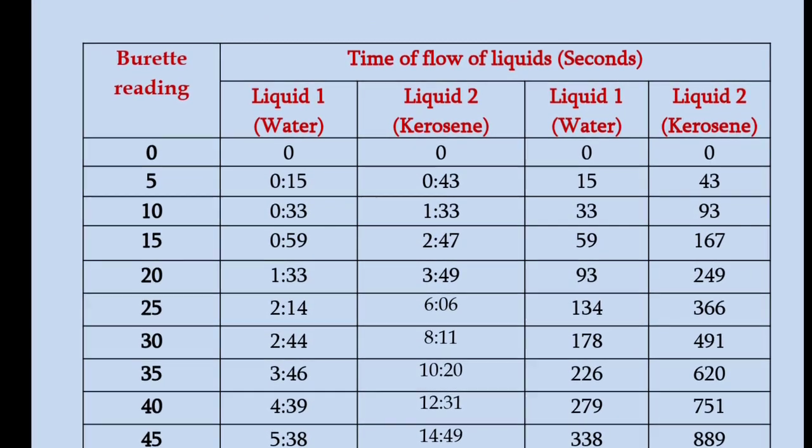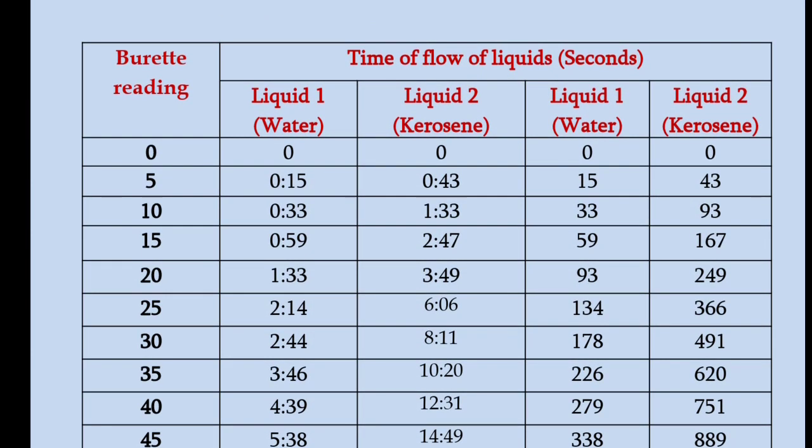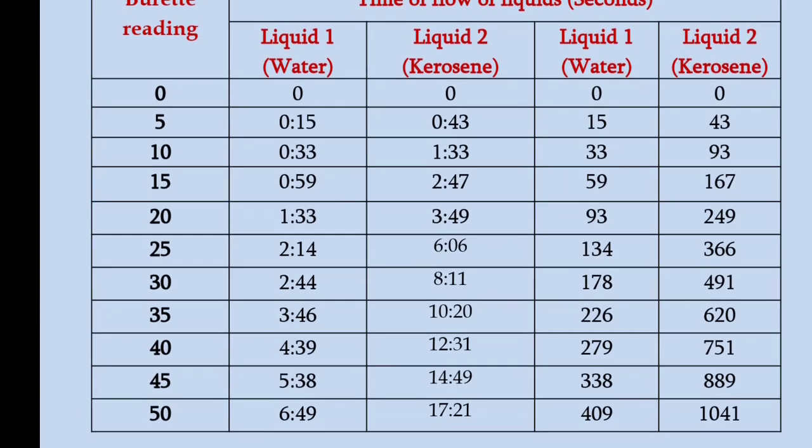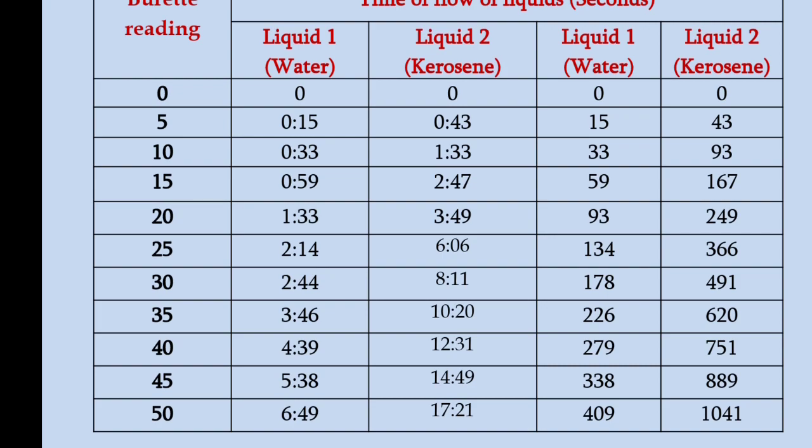So the time of flow of the liquids is first noted. For the burette reading of 0, for water the time of flow is 0. For every 5 cc the timings have been noted for water and kerosene. The time of flow for water for 50 cc is around 6 minutes 49 seconds, whereas for kerosene it is 17 minutes 21 seconds. So from this comparison itself we can identify kerosene has more viscosity than water.